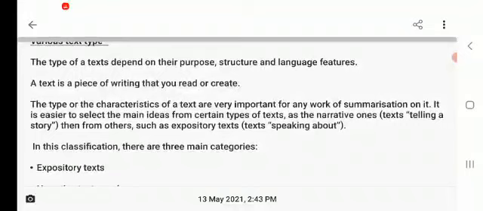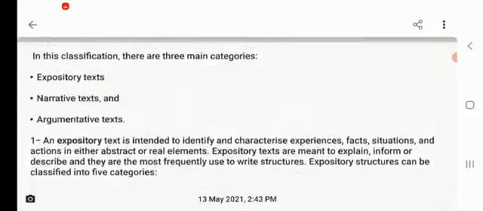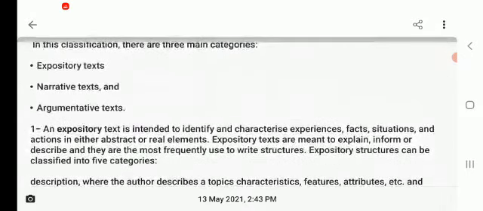A narrative text tells you a story, while some other texts are so expressive that they tell you in great detail. Some are argumentative types of text, then there are expository texts. So the text can be in certain types of forms. In this classification, we will be learning about the three main categories of text. The first one is expository text. Second is narrative text, and third is argumentative text.